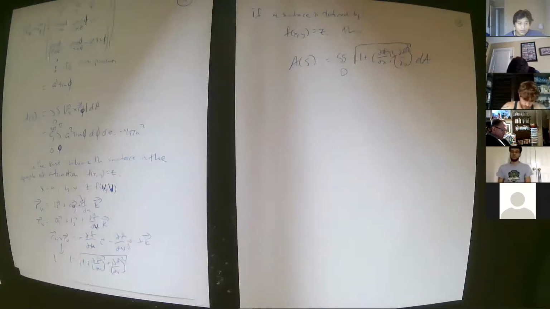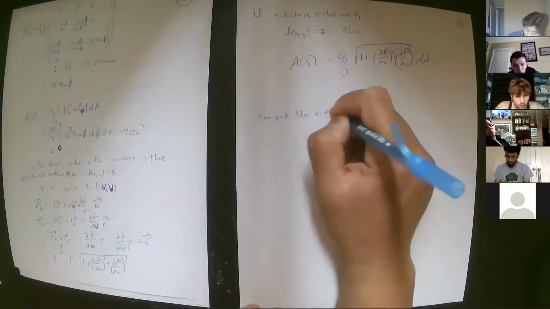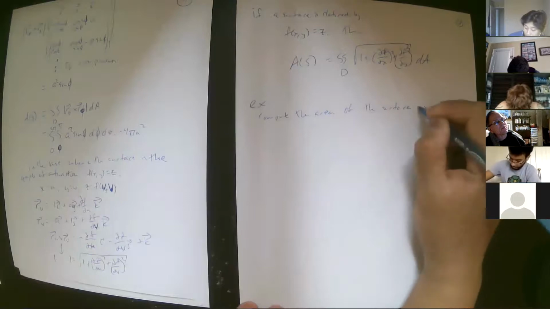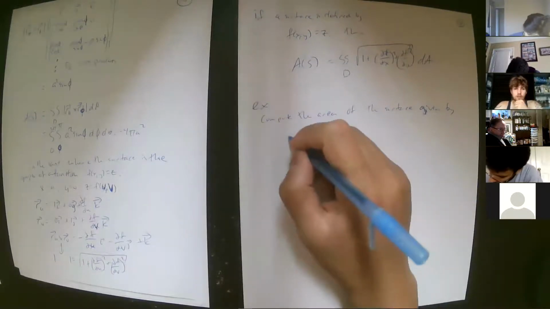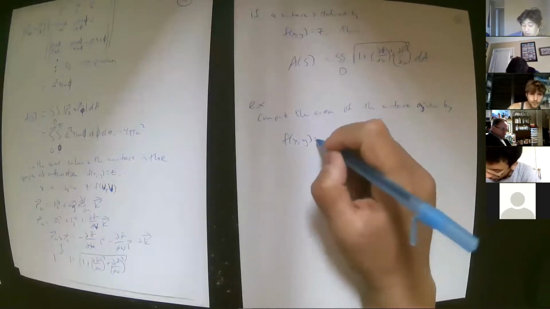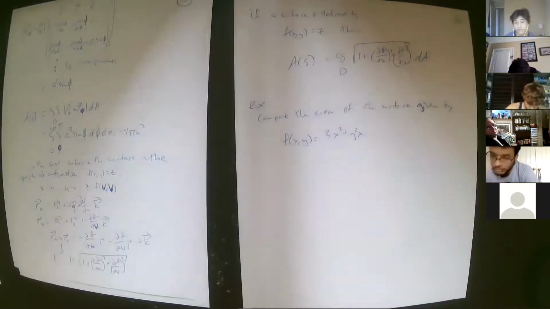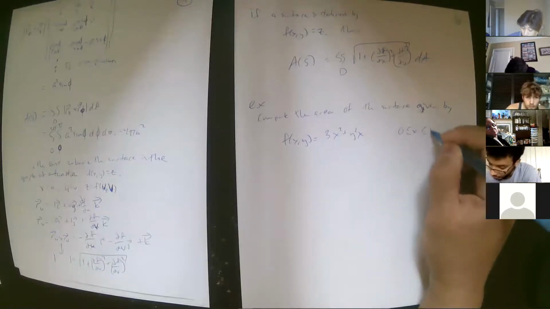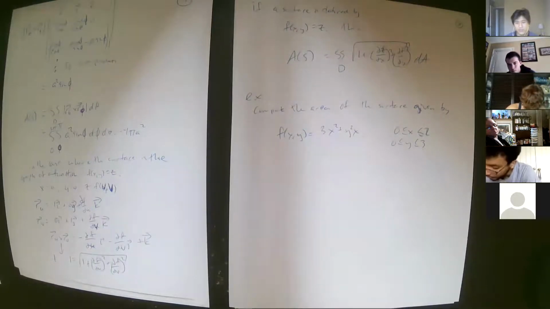Let's do an example. Compute the area of the surface given by f of x, y equals 3x squared plus yx squared over a rectangular region. We got a little sheet. What's the surface area of this sheet?